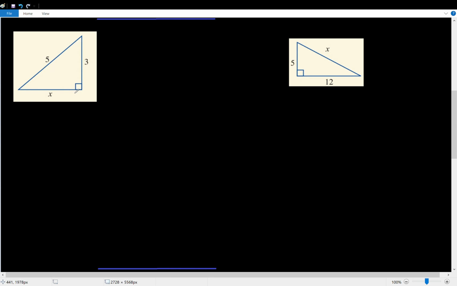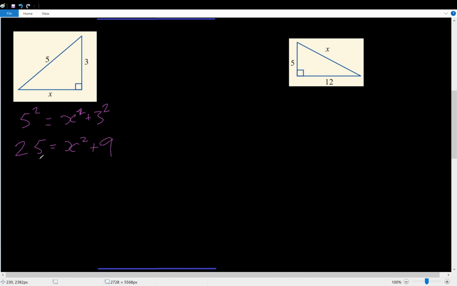So we start with the hypotenuse, which in this case is 5. It's directly across from the right angle. So we have 5 squared. And that's going to be equal to the other two squared added together. So x squared plus 3 squared. Okay, now we can actually square those numbers out. So we're going to get 25 is equal to x squared plus 9.